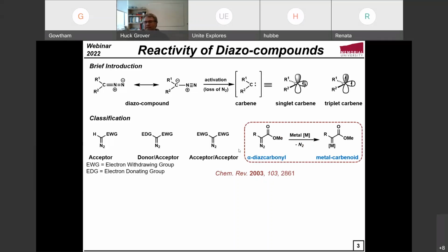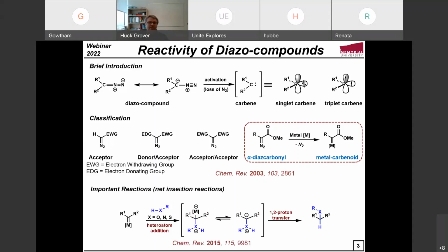One prominent method is to decompose the alpha-diazocarbonyl in the presence of a transition metal to access a metal-bound carbenoid species. These types of metal carbenoids are very useful. They can undergo a variety of selective and reproducible organic transformations, one of which that's fairly important to today's lecture is insertion reactions.